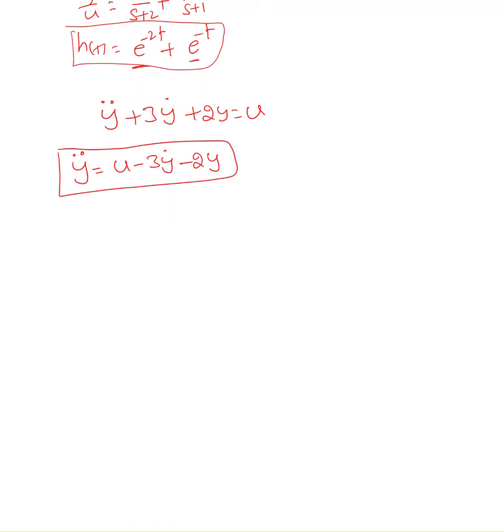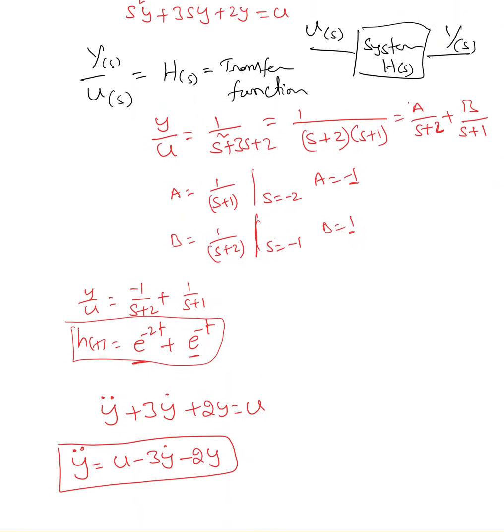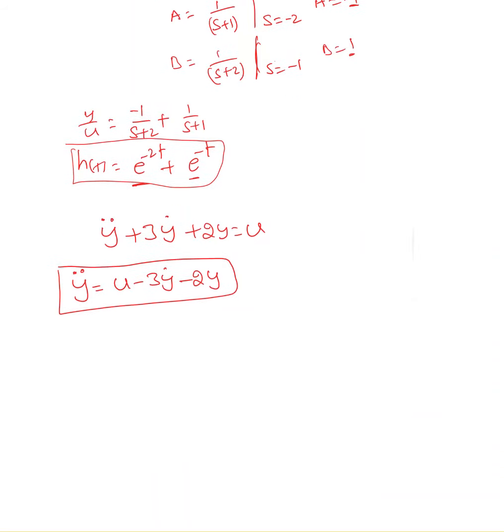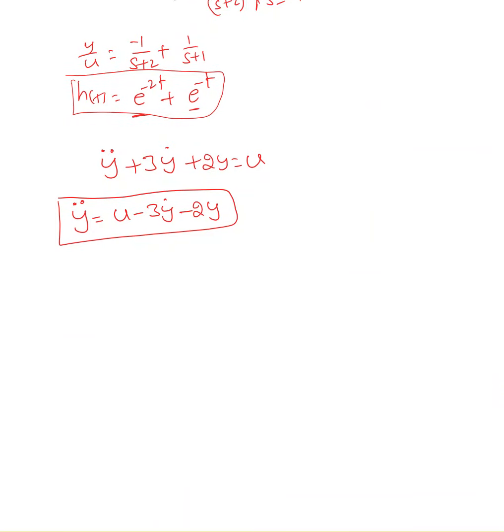Now I'm going to write down a simulation diagram. Since it's a second order system, as you can see from the mathematical equation, the order of the system can be found from it. So it has two integrators. Here is my u and here is my y. If this is y, then y dot is here, and y double dot is here.